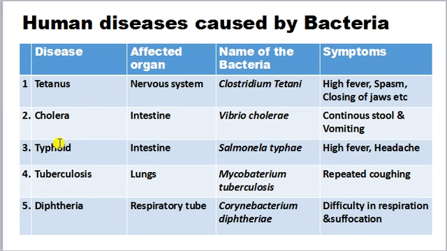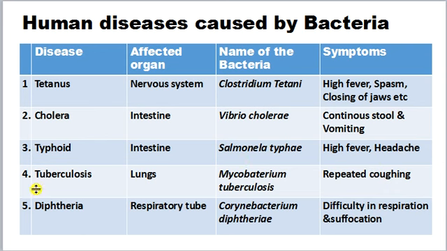Now the third one is typhoid. Typhoid is also known as enteric fever, and typhoid fever is an infection that is spread through contaminated food and water, and this contamination is caused by Salmonella typhi. That means if water and food are contaminated with Salmonella typhi, this is the major cause. This bacteria causes typhoid in human beings, and it basically affects your intestine and causes high fever, headache and other symptoms. So typhoid is a disease caused by Salmonella typhi.